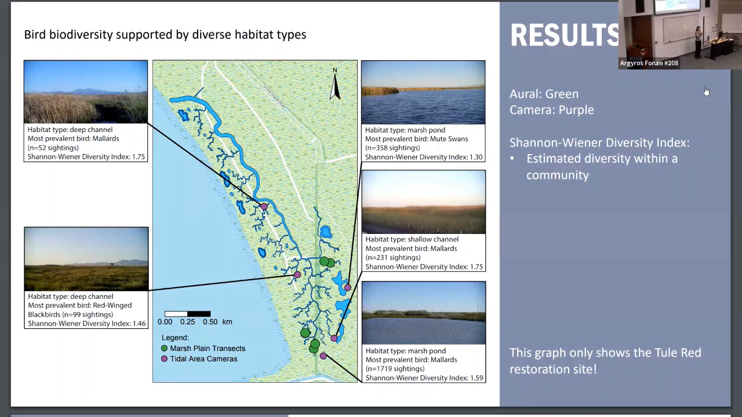Songbirds and red-winged blackbirds utilize really dense vegetation for their trees and nesting. I think it's really the deep channels with the high vegetation that have those resources for the songbirds, the way that those large ponds do for the larger species. So larger species, larger spaces, smaller species, smaller spaces. That's just what I gathered from this.